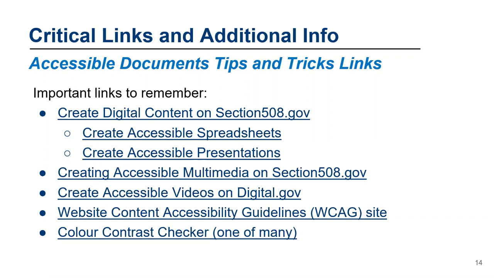For the actual guidelines, that's the WCAG site there, the Web Content Accessibility Guidelines. And then just one example of a color contrast checker. There's many, many of those out there. You just go to your web browser, go to your search, Google or Bing or what have you, and search for color contrast checker and several come up. I believe the one I linked here is the WebAIM one.